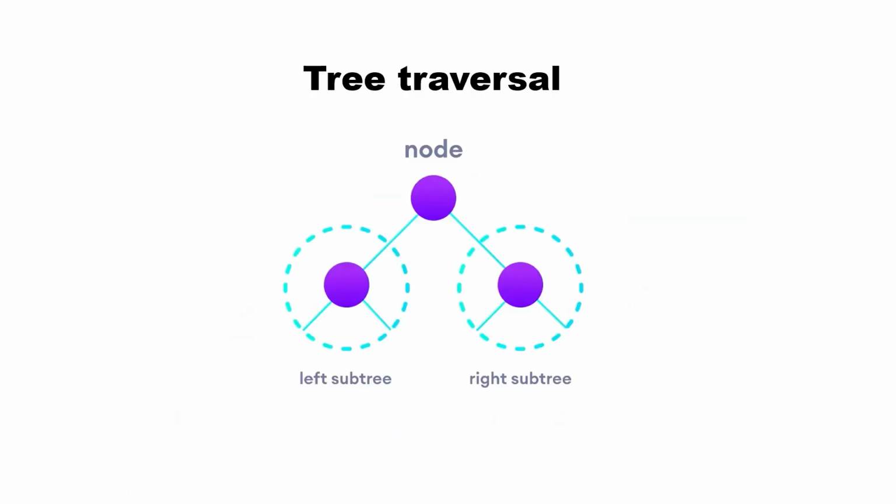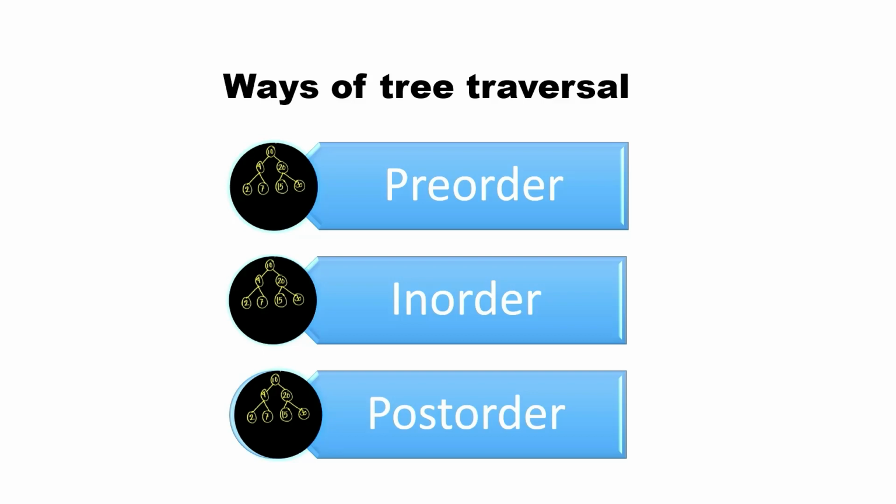Now, tree traversal. Tree traversal basically means visiting each node of a tree. Visiting each node means visiting the root node, the left subtree and the right subtree. Visiting a node means reading or processing the data of the node, and visiting a subtree means visiting all the nodes of the subtree. There are three ways to traverse a tree: pre-order, in-order, and post-order.